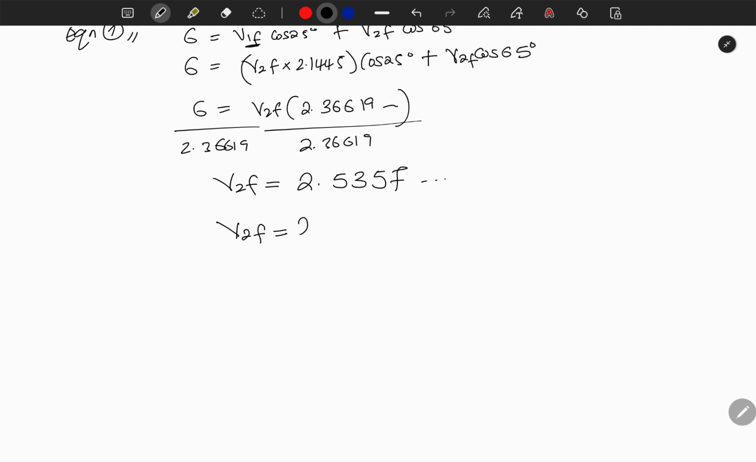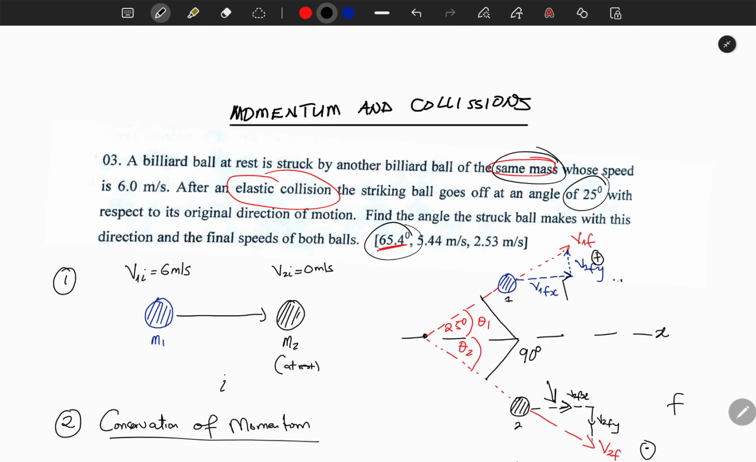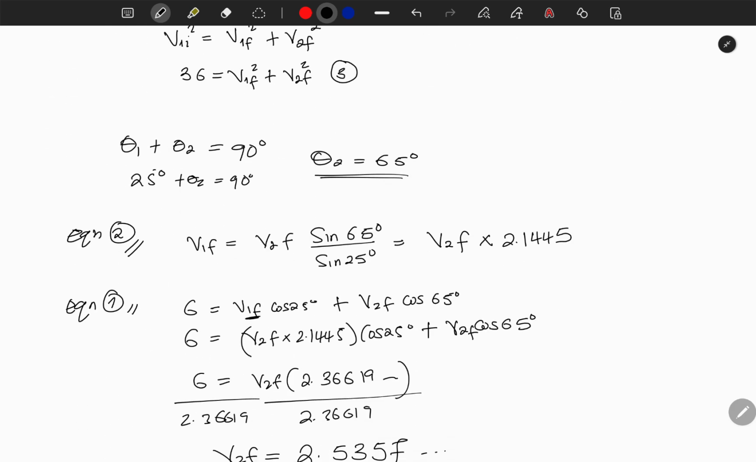When you round this one off, you are getting 2.54 meters per second, which is what we had there at the beginning. You've seen it. To be very easy, don't worry.